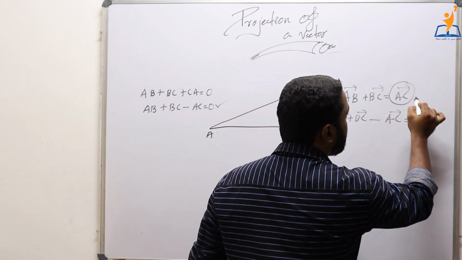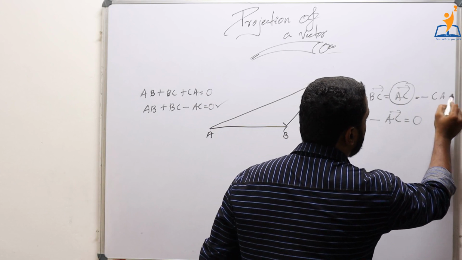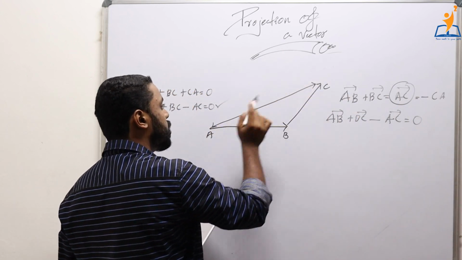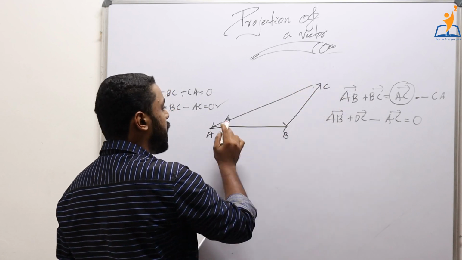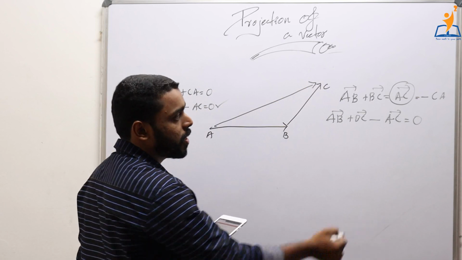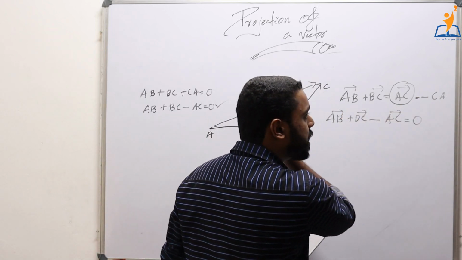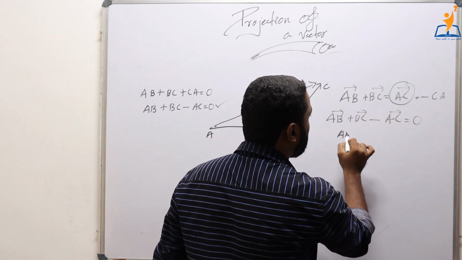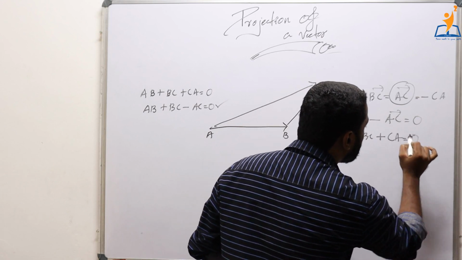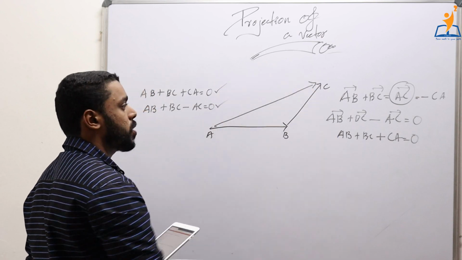AC can also be represented as minus CA, right? CA is the vector which starts from here to here. This is CA. Minus CA is again the original vector AC. So AC can be represented as minus CA. So we have AB plus BC plus CA is equal to 0. So this is also 0.